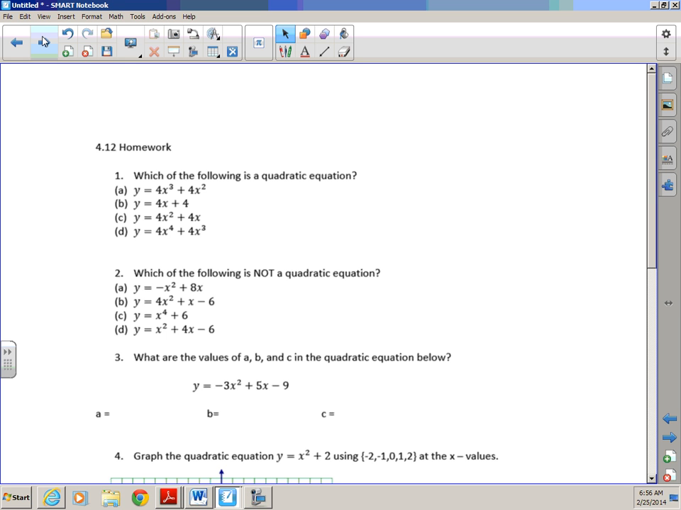So what we covered today, again, is just some of the basics on graphing quadratic functions.